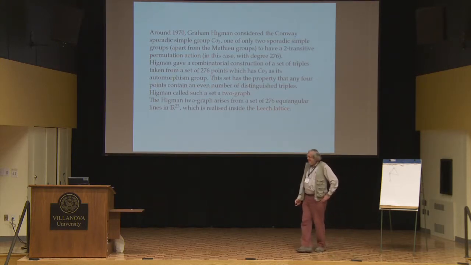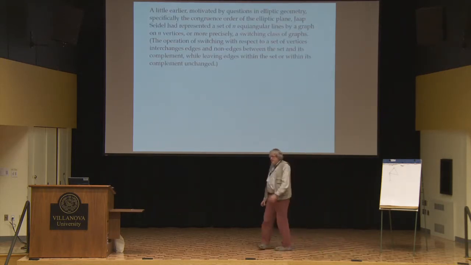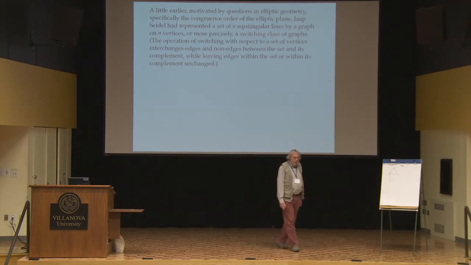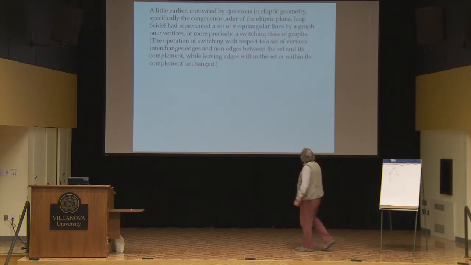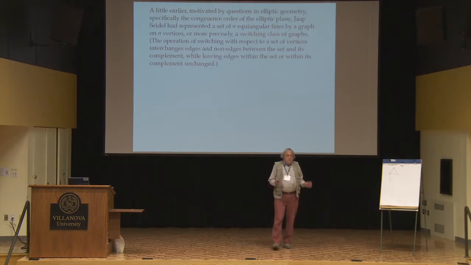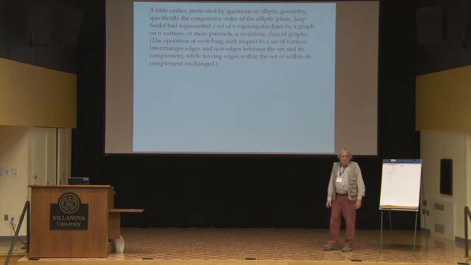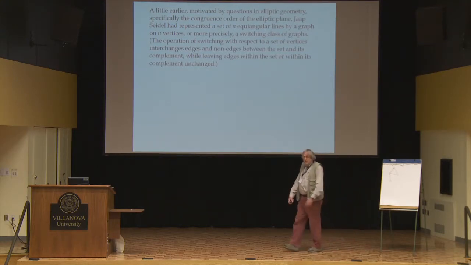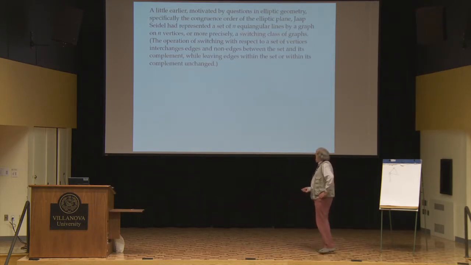So anyway, Higman wasn't the first person that had come to similar ideas. That was Jaap Seidel, and I'd like to give credit to him for setting up a lot of this stuff. He was looking at sets of equiangular lines in questions arising from something called the congruence order of elliptic space, and in particular the elliptic plane. I won't tell you what that is, but that's what his thesis was on, and it led him to study sets of equiangular lines. He didn't represent them in the way Higman did.